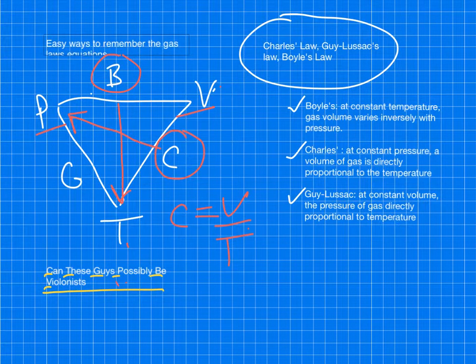Lastly, we have Gay-Lussac's law, indicated by the G over here. His constant, in case you guessed it, is yes, volume. Volume is directly across from him. So at a constant volume, the pressure here of the gas is directly proportional to the temperature. So G equals P over T at a constant volume.